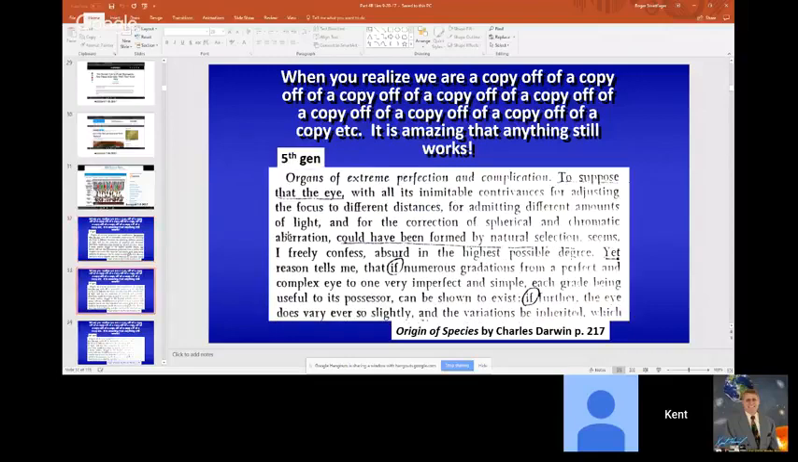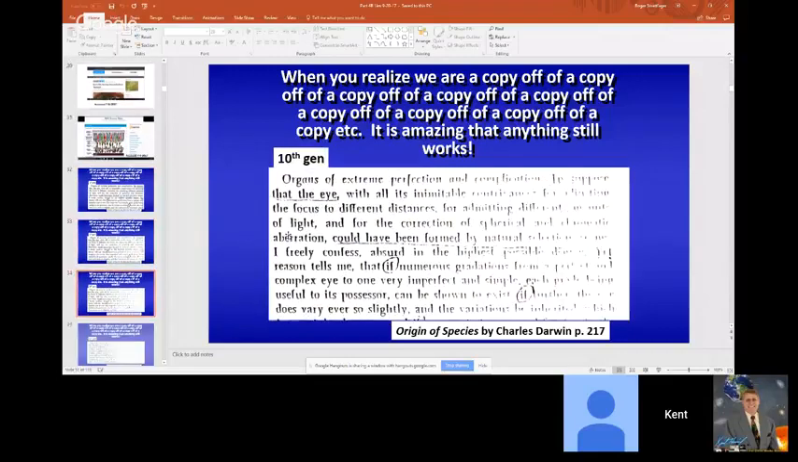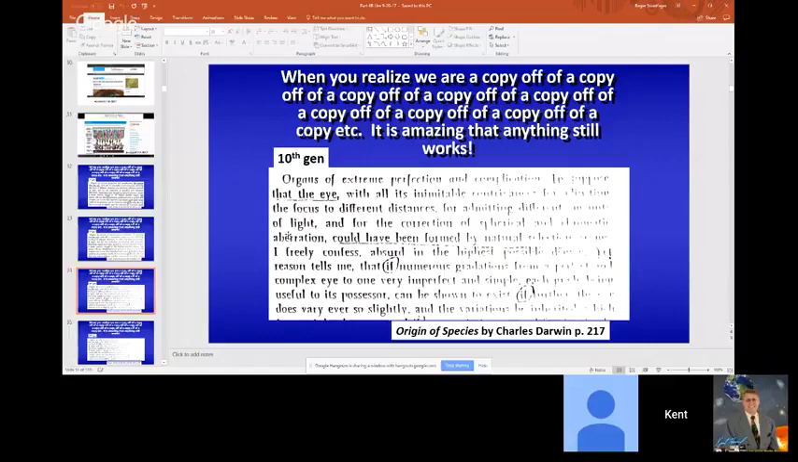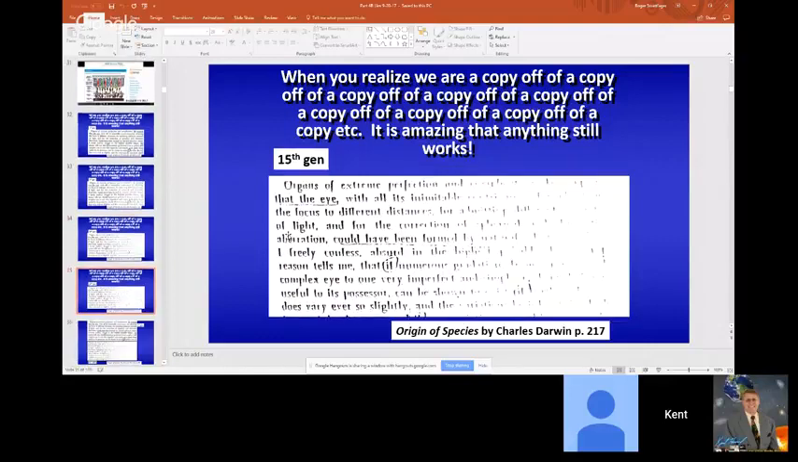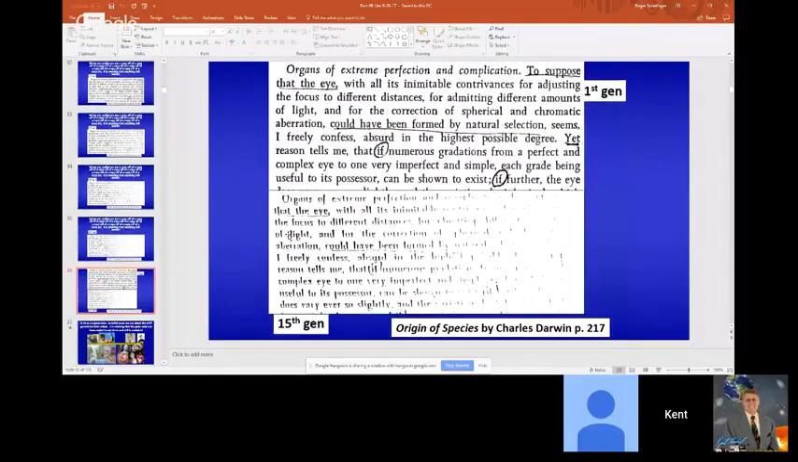There's the 5th generation. You can see the letters start to fade. There's the 10th generation. Much of it is now unreadable. There's the 15th generation. Very little of it is readable. In 15 generations, we went from a text that everybody can read to just about unreadable. Had we kept going, it would have been just a blur of everything. Every animal alive today is a copy off of their parents' genetic code. In the copying process, I don't know of any examples where new information is added.